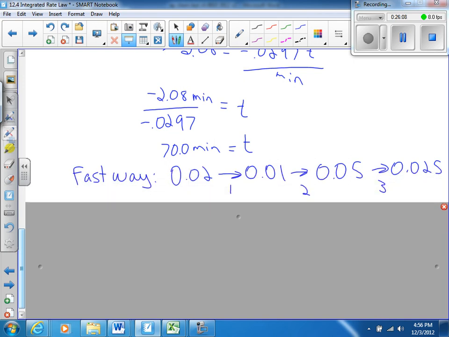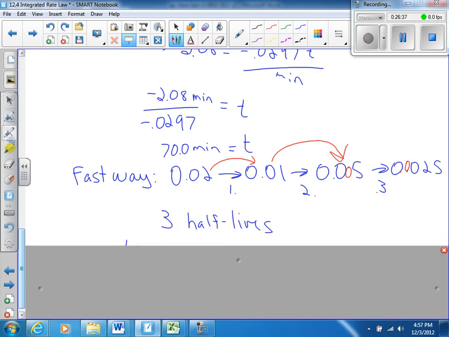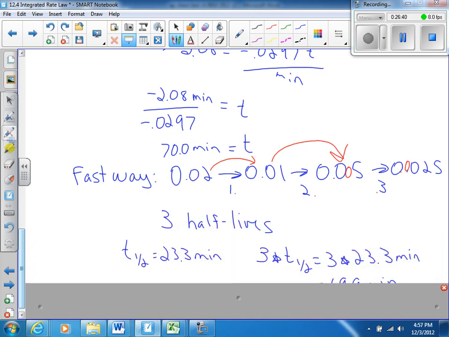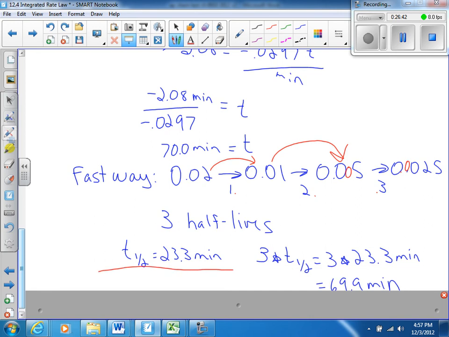Here's the shortcut. The fast way, recognize the first half-life, we go from 0.02 to 0.01. Next, we go from 0.01 to 0.005, and then we go from 0.005 to 0.0025. So we need 1, 2, 3 half-lives. That's 3 half-lives. So I just multiply the half-life by 3.